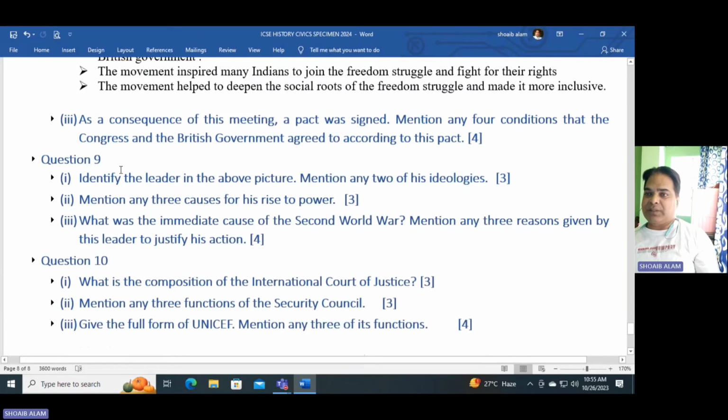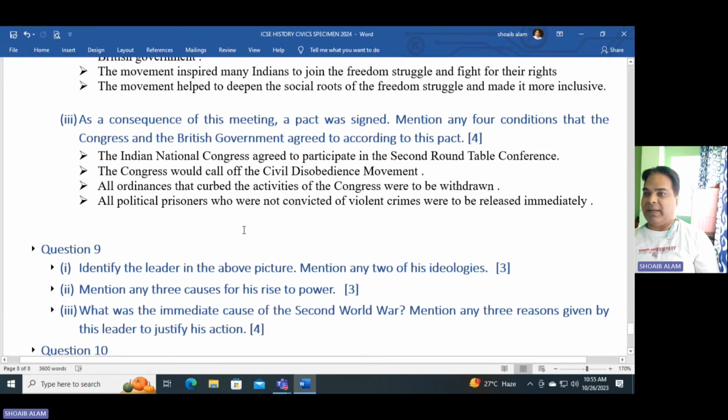Now, as a consequence of this meeting, a pact was signed. So what was the pact all about? It was the Gandhi-Irwin Pact, right? Mention four conditions that the British government agreed to according to this pact.